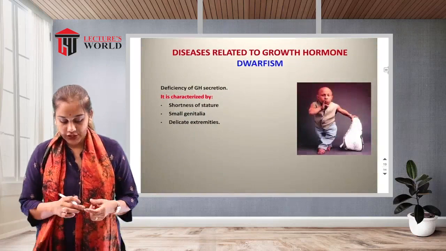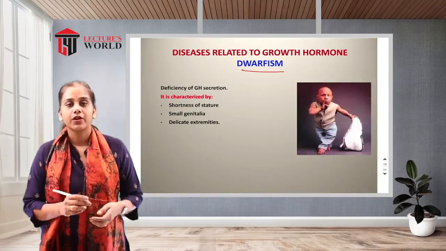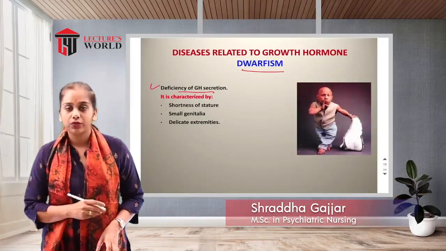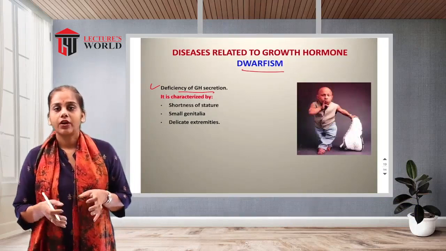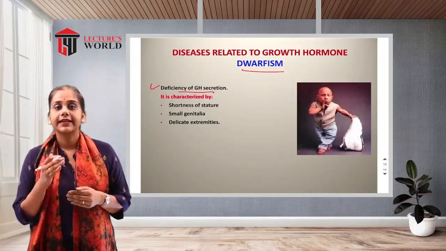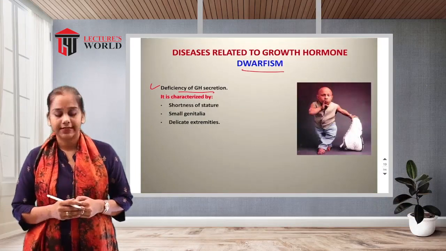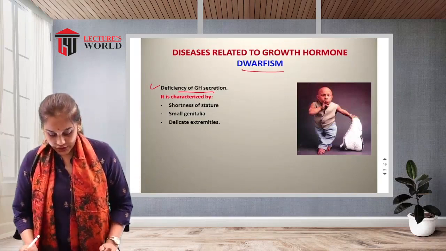Then the next condition related to growth hormone is known as dwarfism. What is dwarfism? It is deficiency of the growth hormone secretion during adolescence or childhood. There is a lack of growth hormone secretion, which is known as dwarfism. Which are the clinical features of dwarfism?